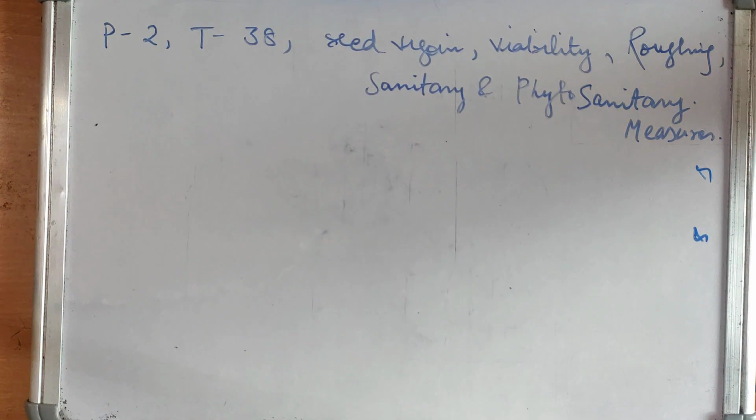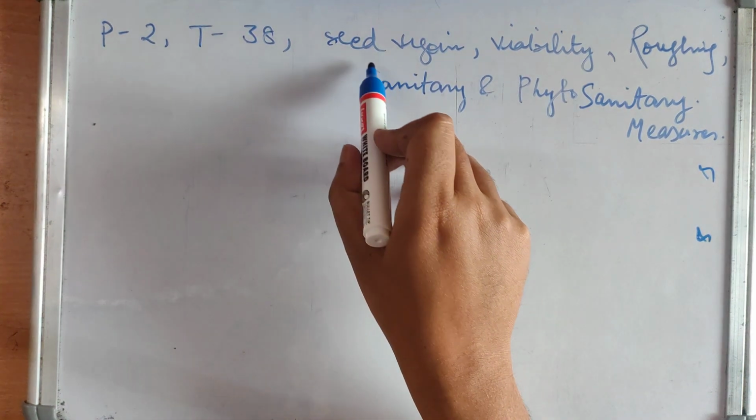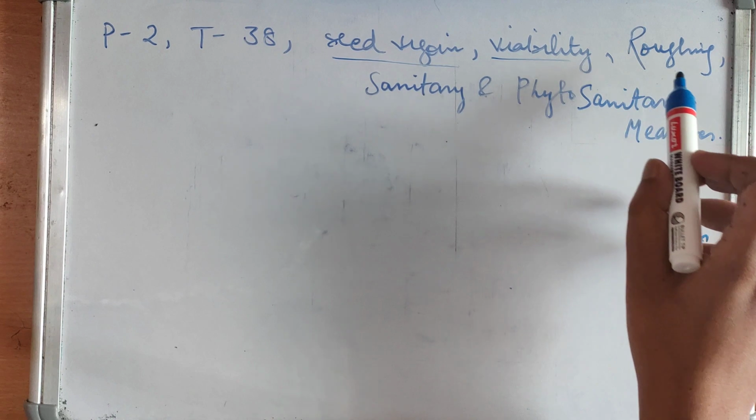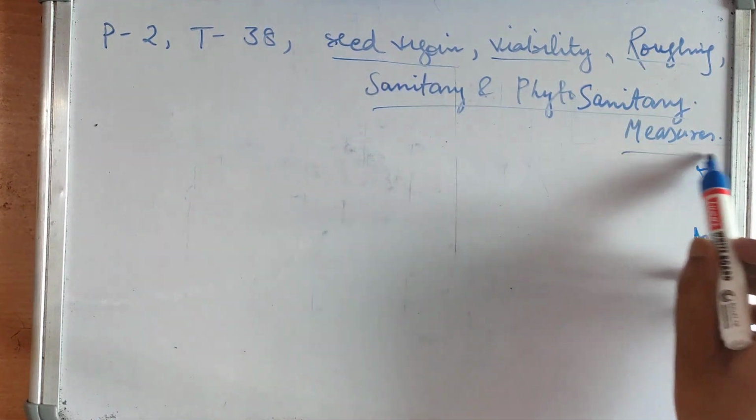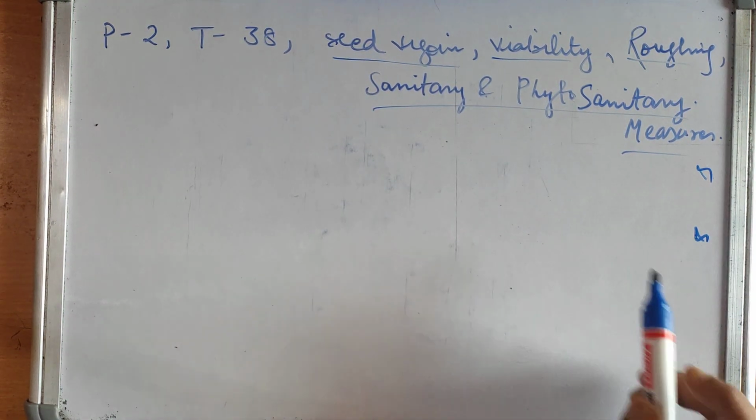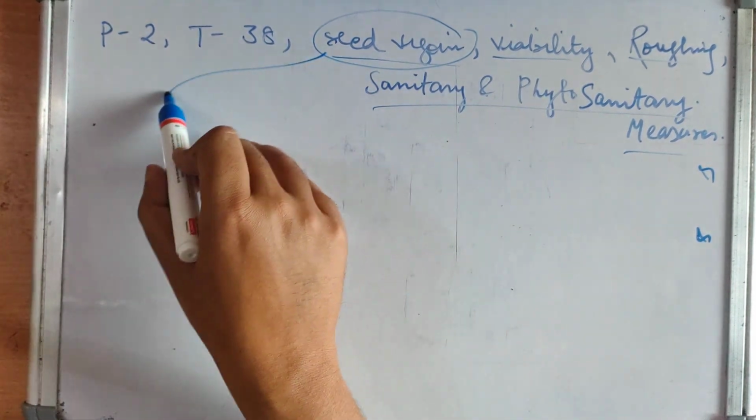So today we are going to discuss paper 2 topic 38, that is, here we will be discussing seed vigour, seed viability, rugging and sanitary and phytosanitary measures. So first of all we are discussing seed vigour.